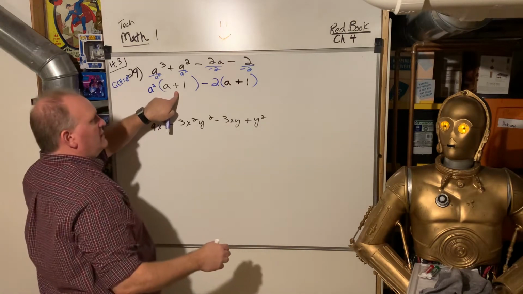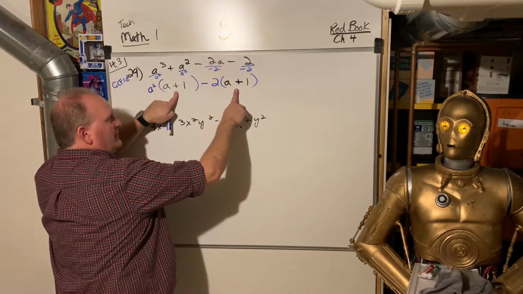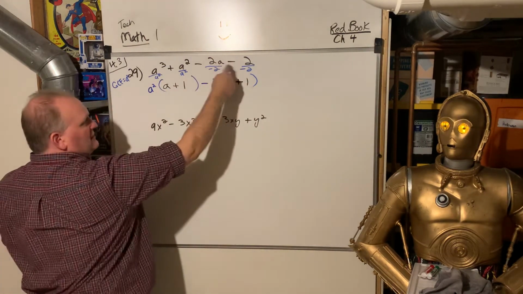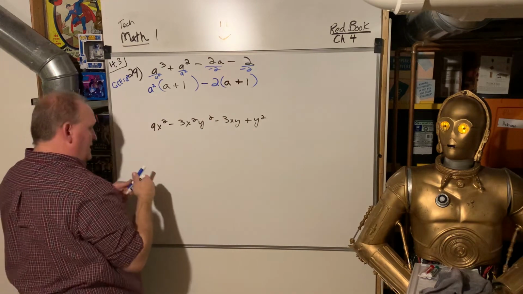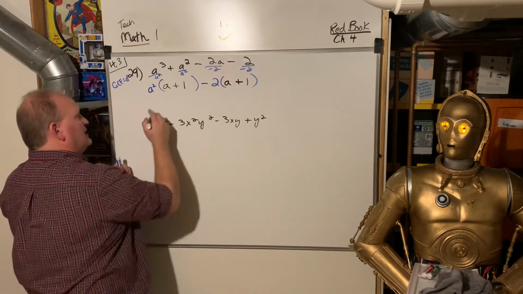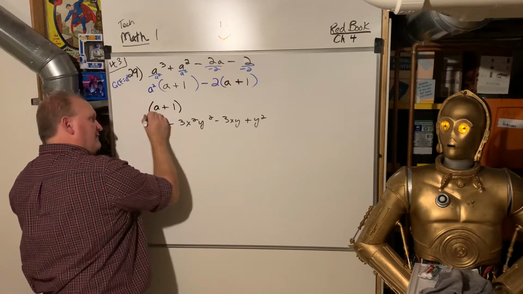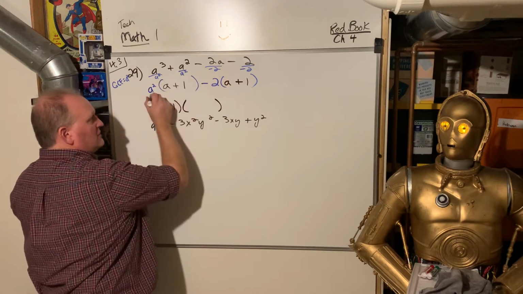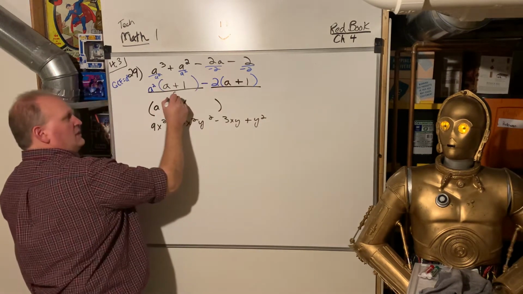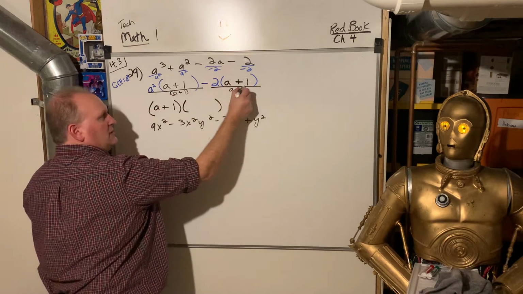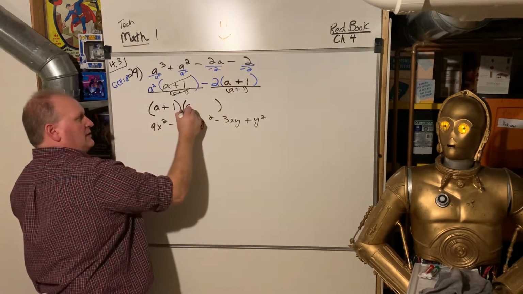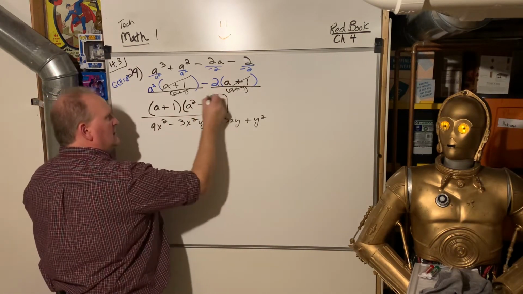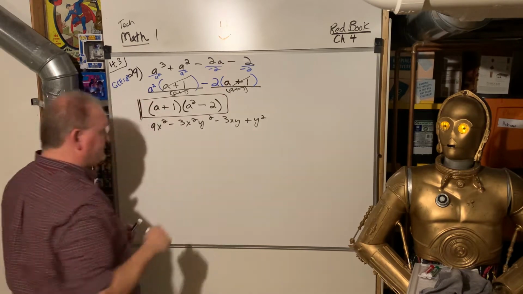You have an a plus 1 there, a binomial, and an a plus 1 there, another binomial, and they're being multiplied by a squared and by negative 2. And we can factor that out. Just how we factored the negative 2 out of those two, we can factor a binomial out. So we'll put that a plus 1 out front, and then what's left inside? Just what we wrote: a squared, there's one term, and minus 2, the second term. And we factored it. That's called factor by grouping, okay?